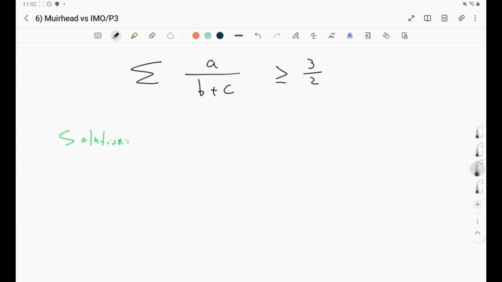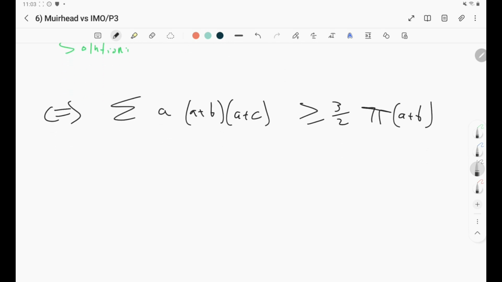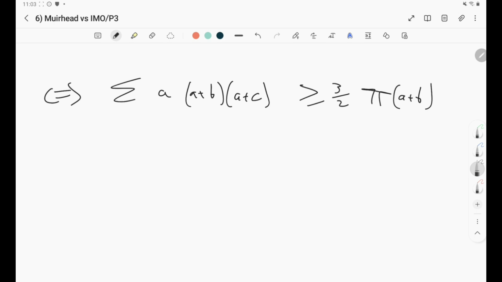First of all, in order to expand this, the plan is super simple. We're just going to multiply both sides, the LHS and the RHS, by pi b plus c. If you multiply by that, we can get rid of the fractions. So our inequality is the same as sigma a times a plus c, or a plus b times a plus c, greater than or equal to 3 over 2 pi a plus b. Alright, so how can we expand this in a fast way? Well, let's do that.